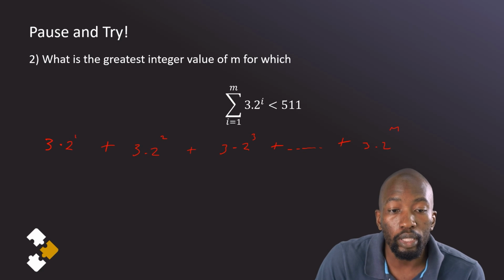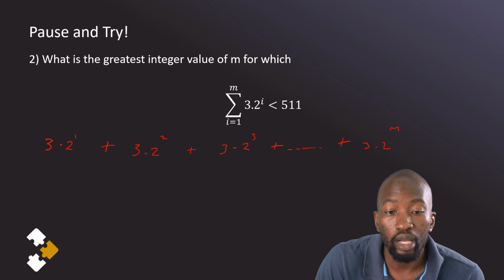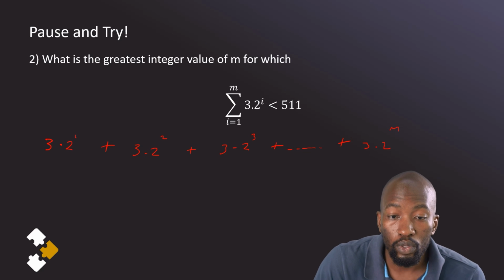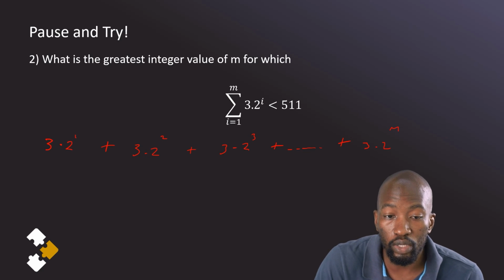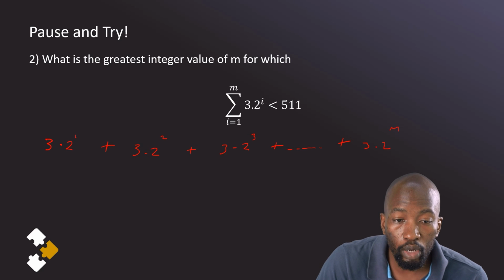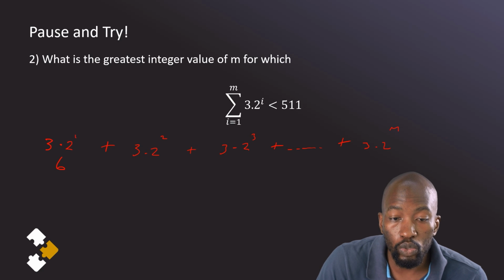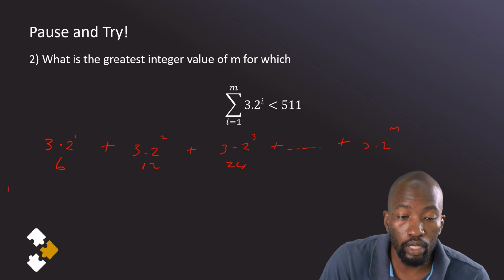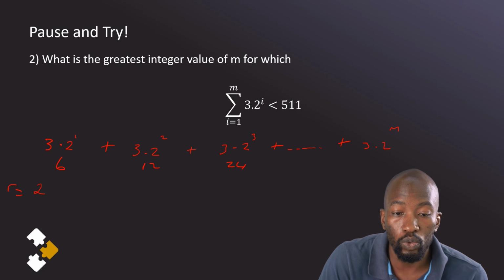Remember, we've been asked what is the greatest integer value of m for which this holds true. So this must be less than 511. So all we need to do there is add these together, right? Now remember, here we have 3 multiplied by 2, it will give us 6. Then 2 squared is 4, multiplied by 3, 12, and here 2 to the 3 is 8, multiplied by 3 is 24. So our r we know is T2 divided by T1, which will give us 2, because 12 divided by 6 will give us 2.